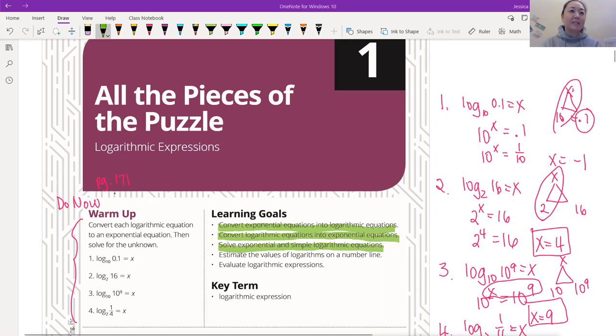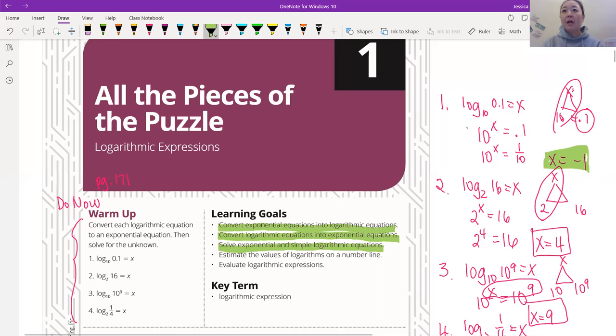So we're on page 171. This was our do now. So if you did not do that, please do that. Here on the right hand side, you'll see a lot of the work. I didn't really highlight any of the answers, so let me do that for you.